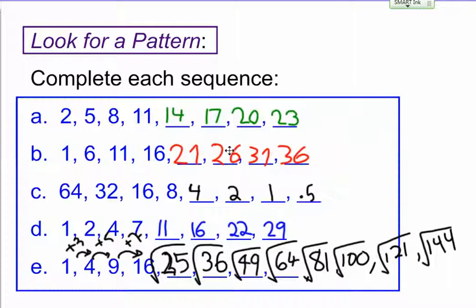In both of these we knew the numbers were getting bigger. So we talked about what kind of operations make whole numbers bigger, and it's usually addition, multiplication, or some combination thereof. In C, the numbers were getting smaller. And we talked about how usually when numbers get smaller, if we're dealing with whole numbers, there's either subtraction or division happening.